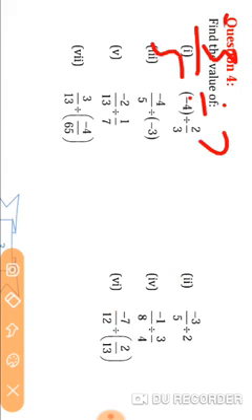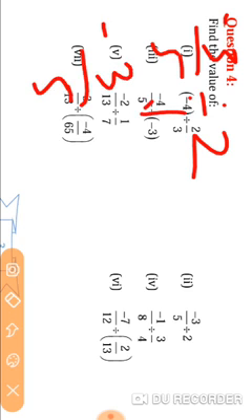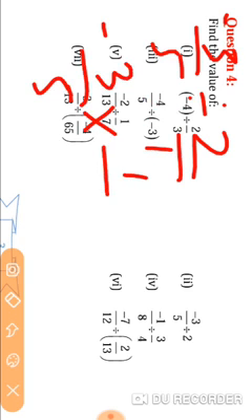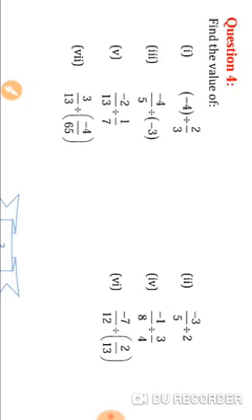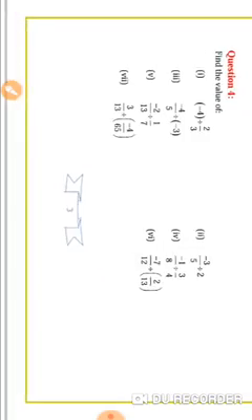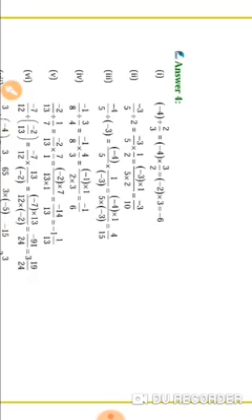In the same way, the next one: minus 3 by 5 divided by 2. Minus 3 by 5 as it is you have to write. To convert the division to multiplication, we have to take the reciprocal of 2. 2 we can write as 2 by 1, so the reciprocal is 1 by 2. So multiply numerator to numerator, denominator to denominator: minus 3 by 10. That's all. This is how you have to do addition, subtraction, multiplication and division here.